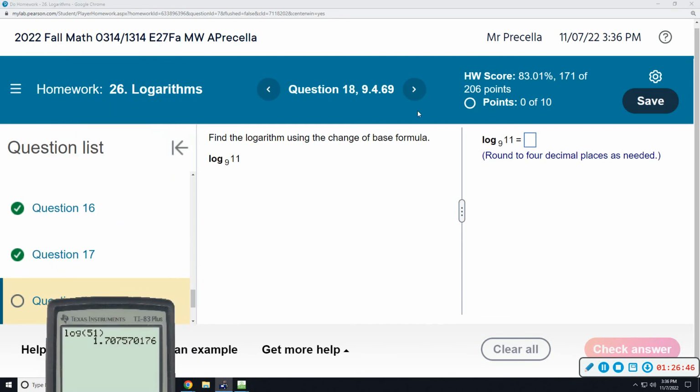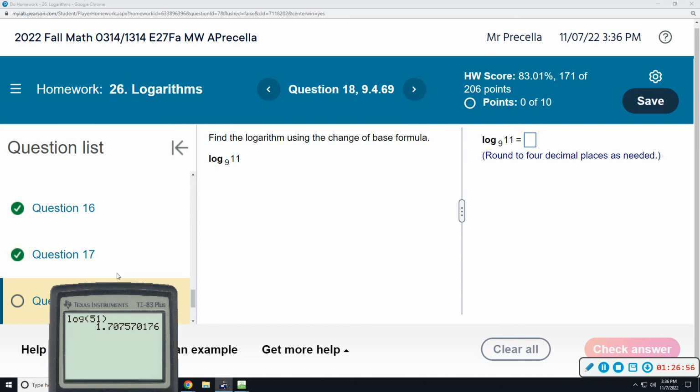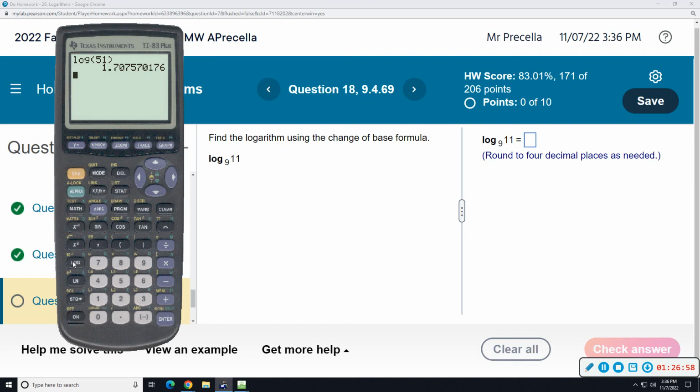Number 18. It says, find the logarithm using the change of base formula. You're going to get a formula to do this. Why can't we just use this LOG key right here? Well, that's log base 10. And the ln is log base e. So let me write out the change of base formula.